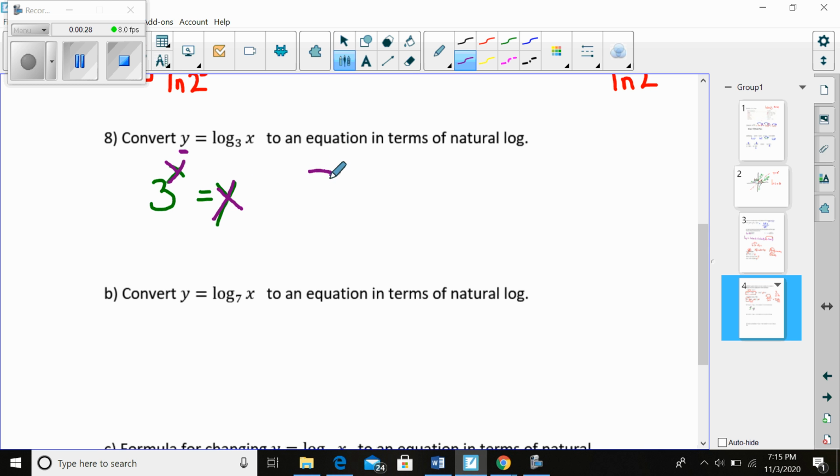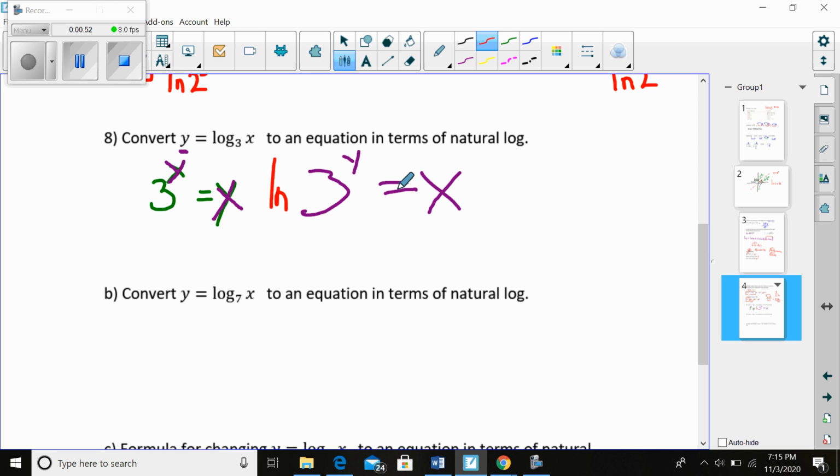Okay, so let me rewrite it over here: 3 to the y equals x, when I write that in exponential form. And this is awkward looking, right? We don't like equations in terms of x equals, we would like equations in terms of y equals. So what's legal and allowed is that if I have an equation, I can do the same thing on both sides.